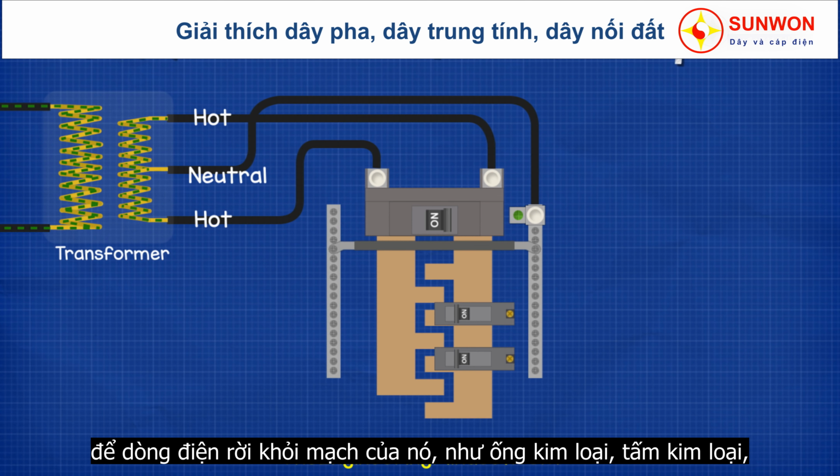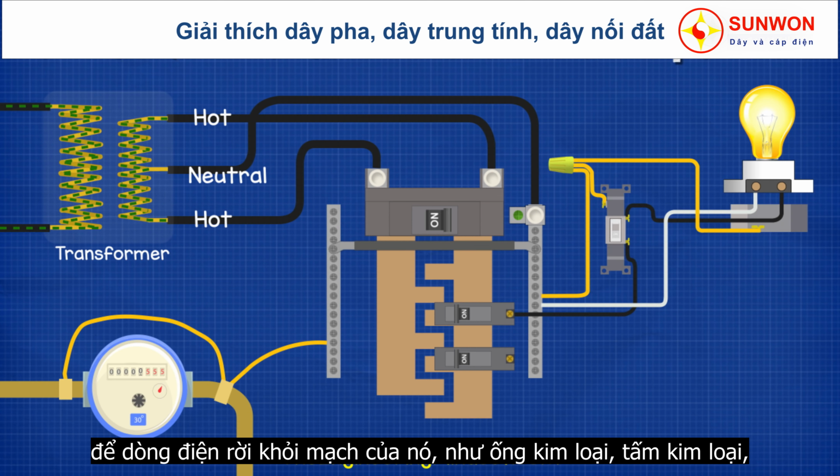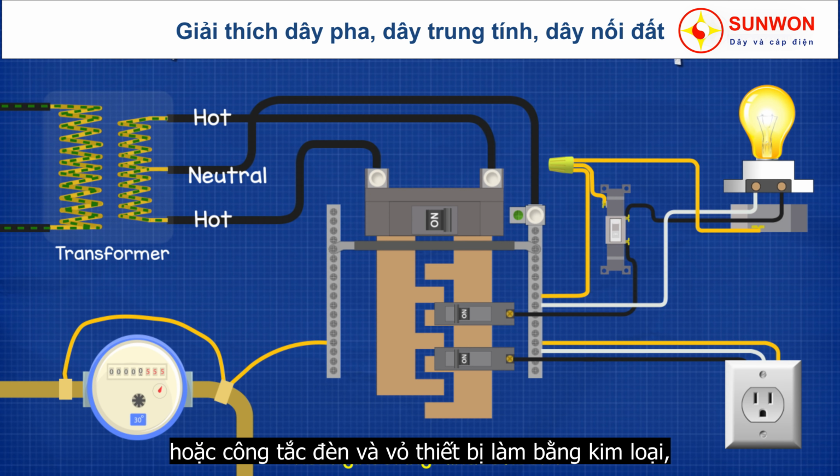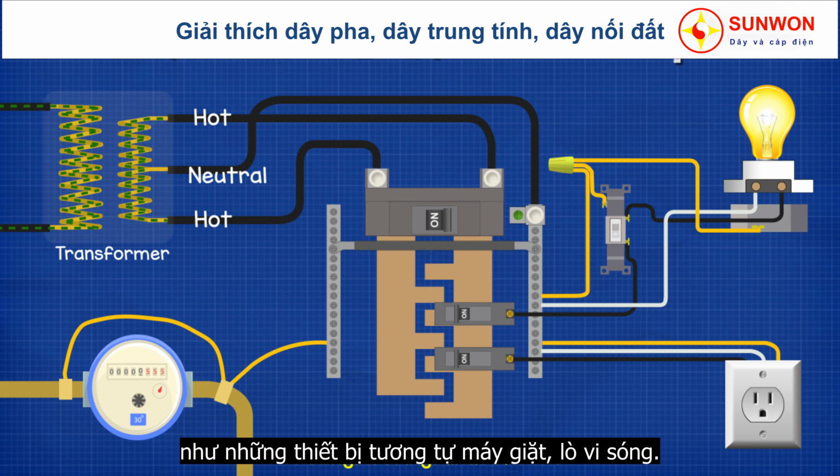We therefore connect the ground wires to anything that could potentially become a path for electricity to leave its circuit, such as the metal pipes, the metal plates on the light switches and the outlets, and their boxes. We also need to run one to the outlets because often our appliances are made of metal or they're covered with a metal casing, things like washing machines and microwaves.